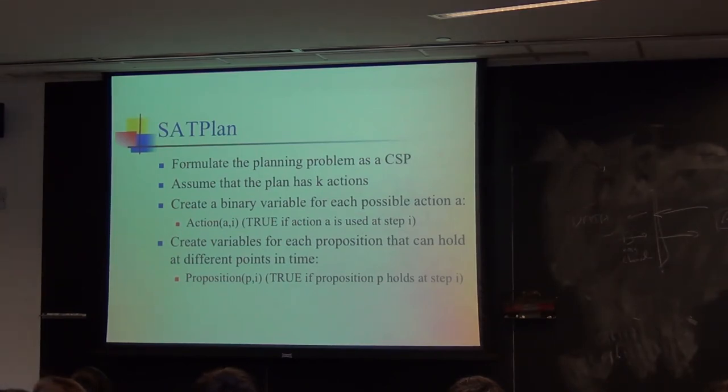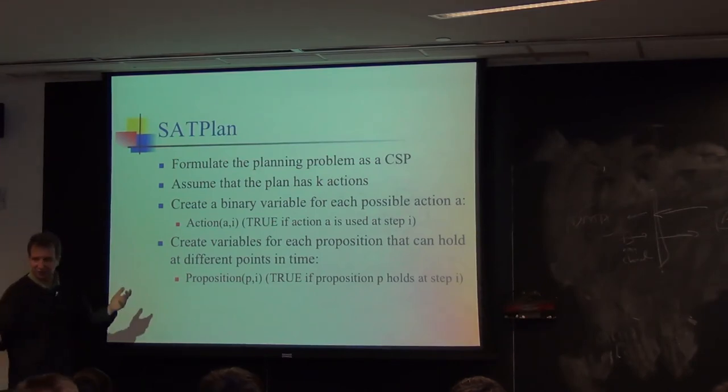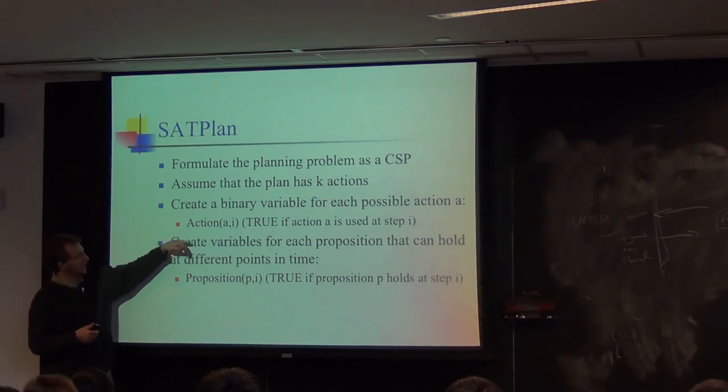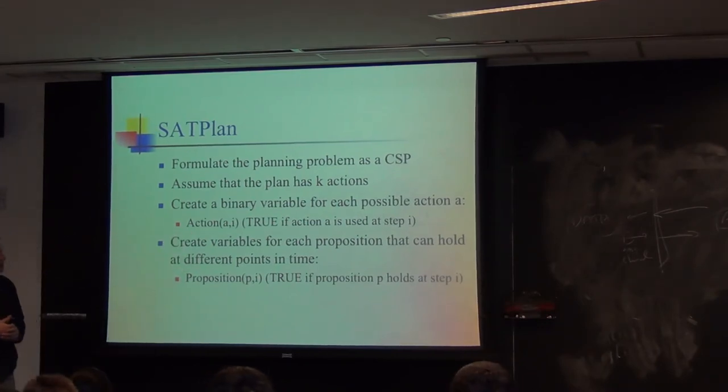Another interesting approach that a lot of people use is taking our CSP techniques directly and trying to solve the planning problem using CSP techniques. And here, really the key is how you set up your variables. So assume that a plan has k actions, that you have to take k actions to succeed at a plan. You want to create a binary variable for each possible action A of all the actions you can take at each of the steps, true if the action A is used at that step. All right, so you can imagine that's a pretty big space. Huge space, in fact.